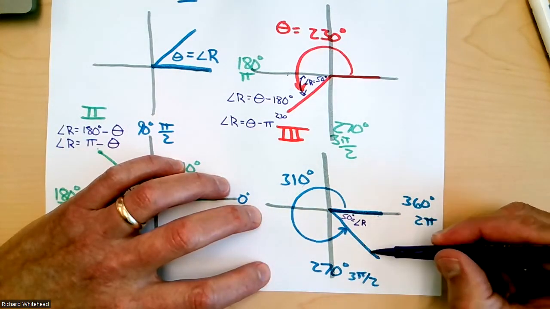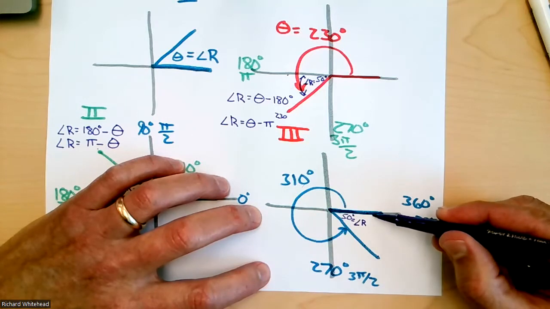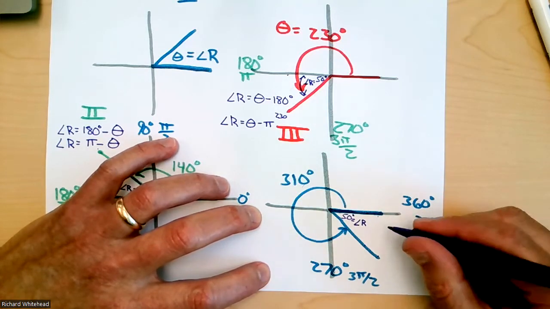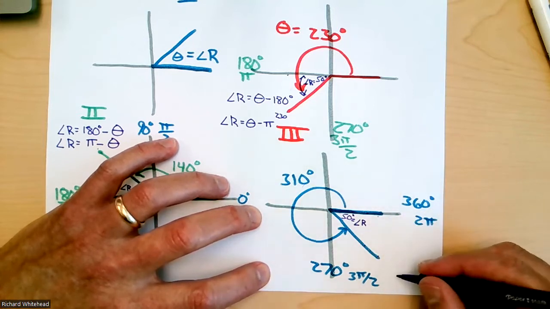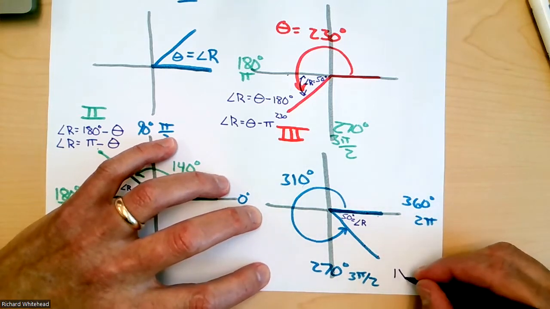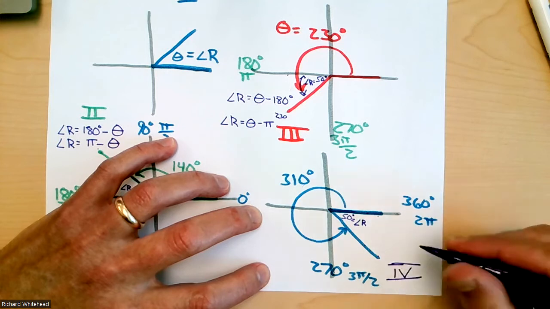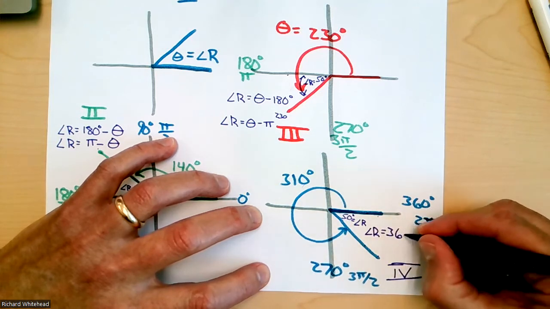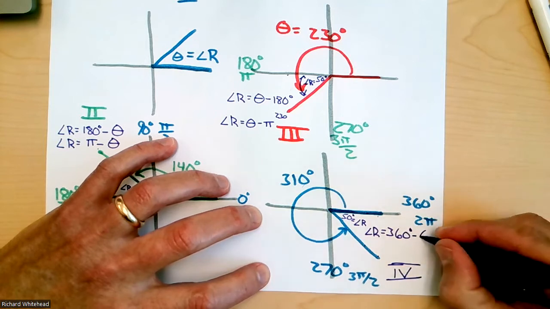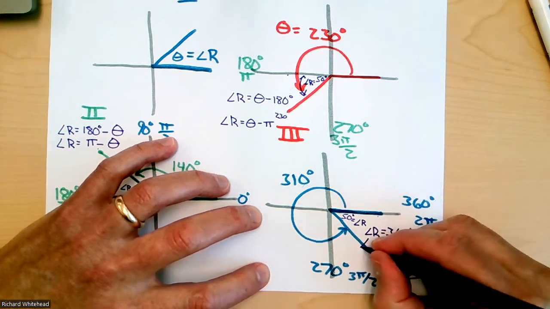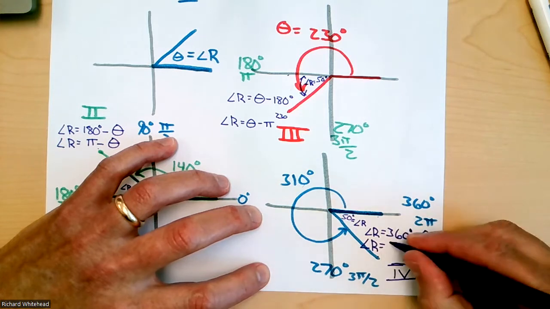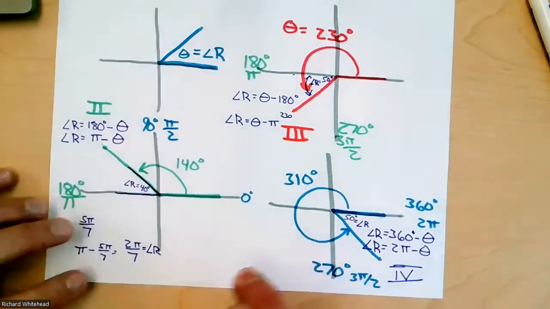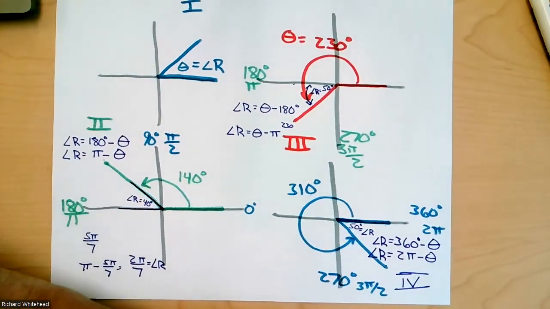So I've got to basically just finish the circle. I'm going to the x-axis, the closest angle with the x-axis. So it looks like in the fourth quadrant, my rule for the reference angle is 360 minus the given angle theta. So in radians, that would be 2 pi minus the given angle theta.